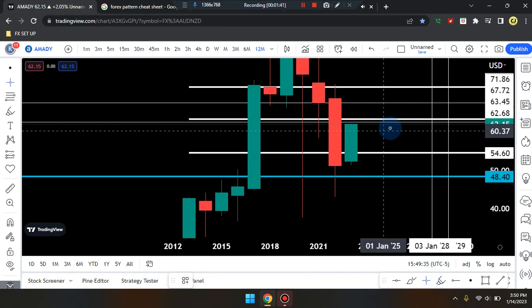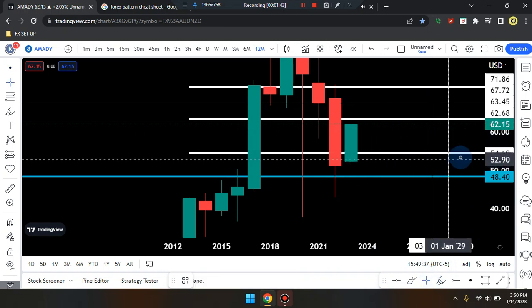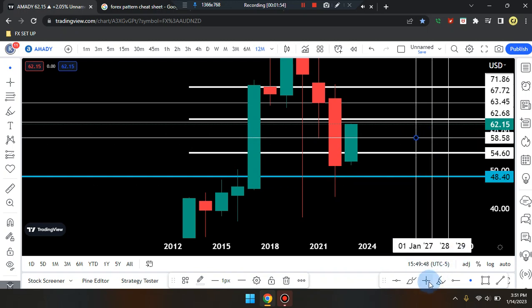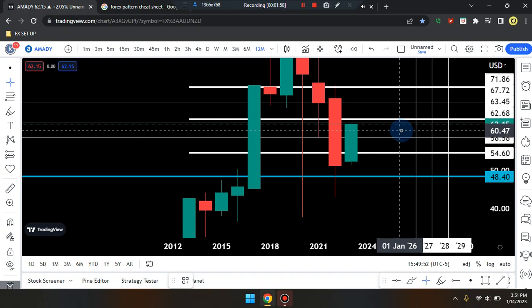If price drops down, it can head down to the support line in white at 54.60 before tagging that midpoint at 58.58. Also, let's add another midpoint within that area right below price, sitting at the numbers of 60.47, putting the market in more of a tight consolidation.